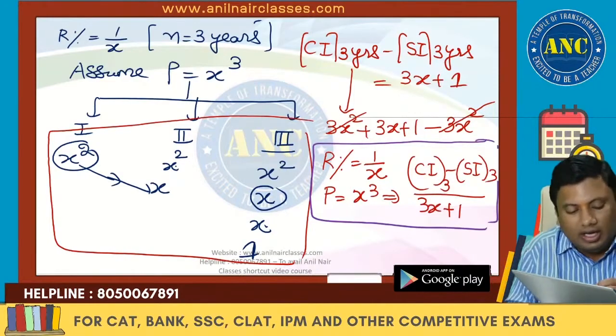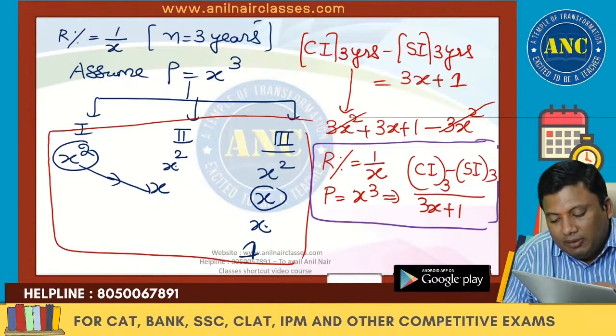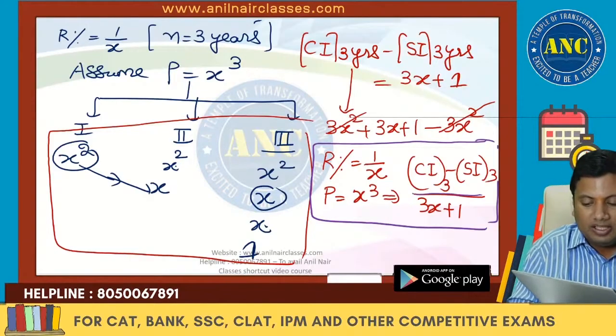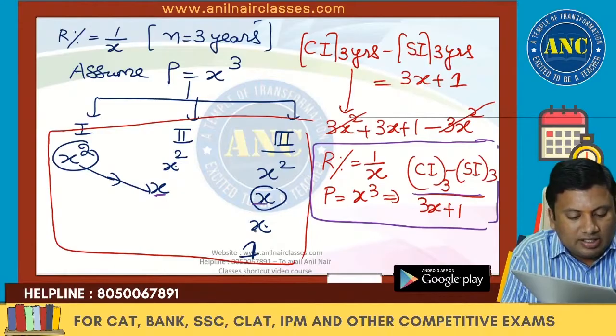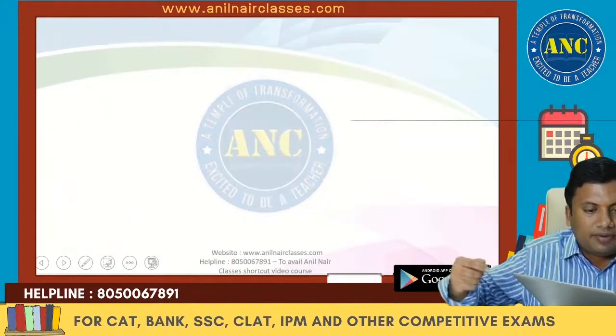Proof is also clear. If P is x cube, CI for 3 minus SI for 3 is given out to be 3x plus 1. It is nothing but x plus x plus x plus 1, 3x plus 1. Now let us solve a question.